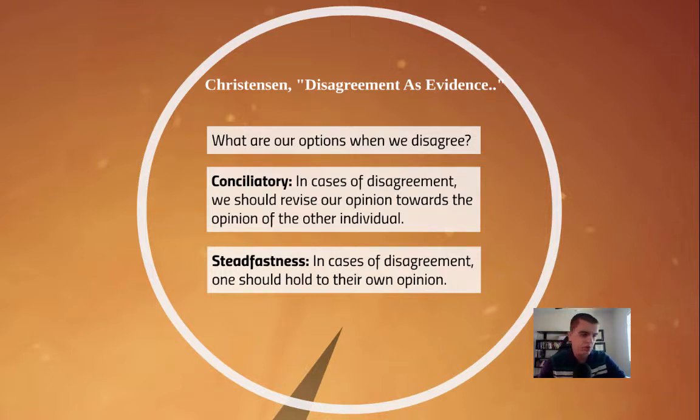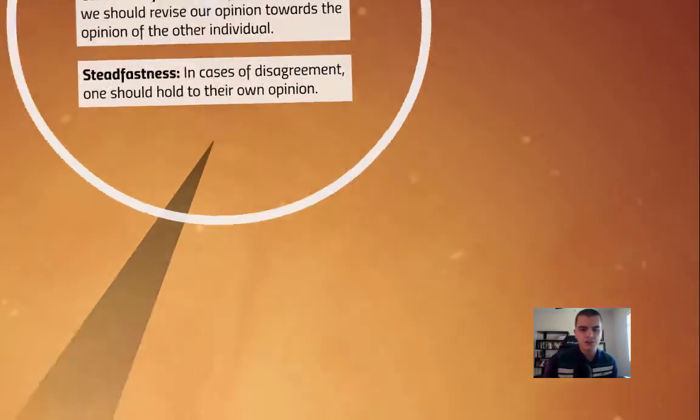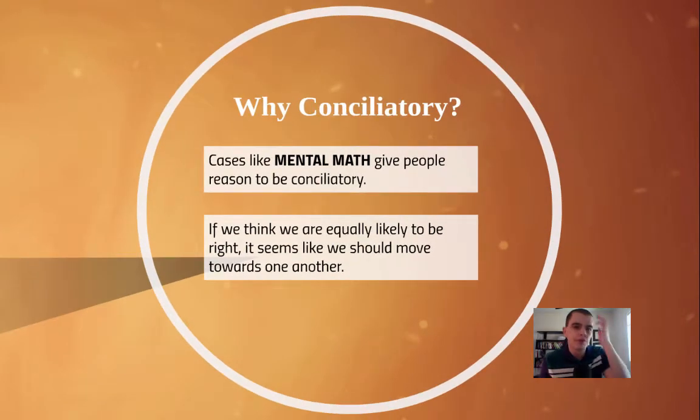On the other hand, and this is the view that we end up seeing Fumerton advocate, and we'll talk more about that when we get to his piece, the other view is called steadfastness, or being steadfast in your opinion. So in cases of disagreement, one should just hold on to their own opinion. So when my friend and I disagree about the existence of God, the steadfast position would say, whatever your position is, you hold on to that in the face of disagreement. So let's look at each of these and some of the motivations for these views, and see what arguments they give in favor of it.